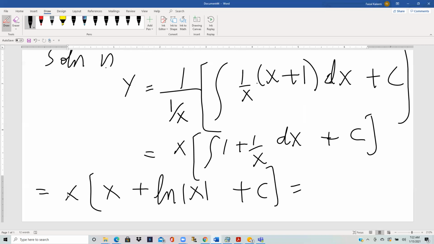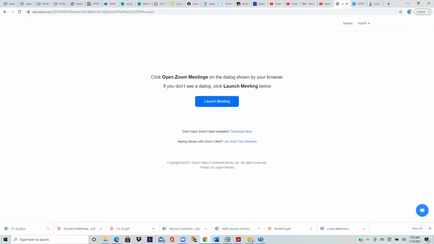And now this integrating factor that was outside, that distributes over all of these. So you get x squared plus x ln x plus cx. So x squared plus x ln x plus cx.